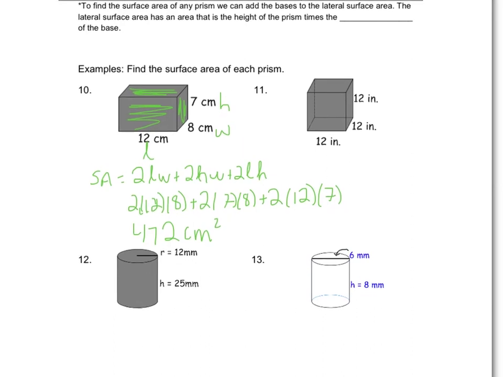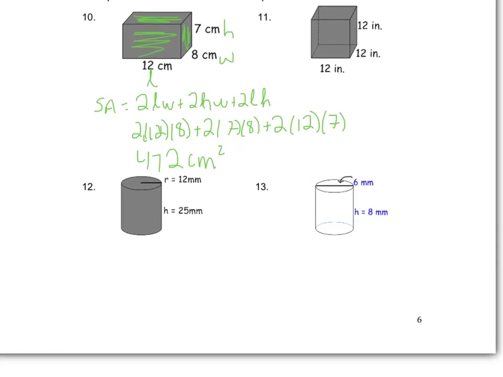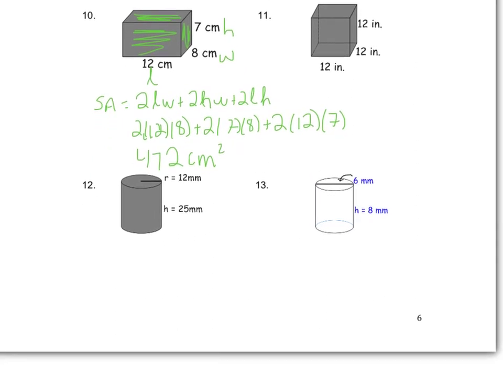Now let's move down. We'll skip example 11 and you can try it on your own. And we'll look at the cylinder. If you think about it, a cylinder is made up of 2 circular bases and 1 lateral surface that's actually a rectangle when you unravel it.